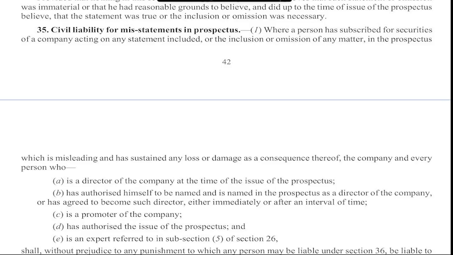Completed? Next point. How many points completed? 1 point you completed. What is the first point you have written? When section gets attracted. In that, 1 point: where a person has subscribed to the securities of a company, acting on any statement, inclusion or omission, believing it to be true, and suffered a loss or damage. Brackets also written. Next, point number 2.